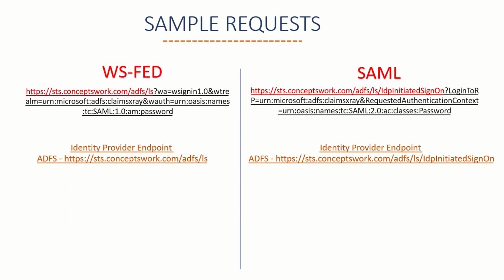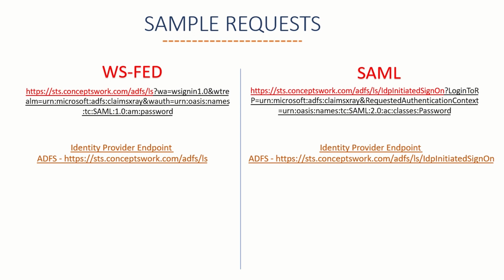Now just try to relate this: it's your application's responsibility to let the identity provider know which protocol is being used. Because in your application you may be using WS-Fed, but your identity provider may be capable enough to handle all the protocol requests. So whatever you send in the first request to your identity provider, it will respond accordingly.